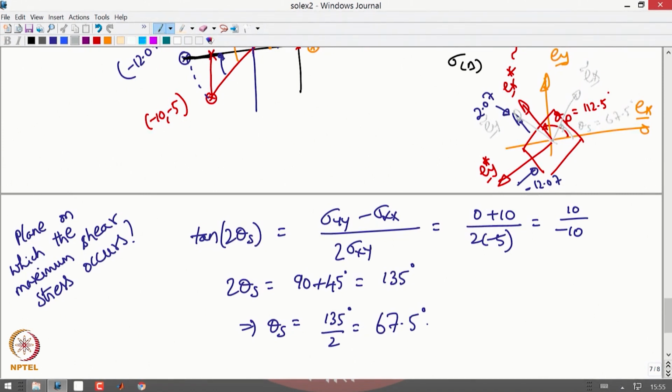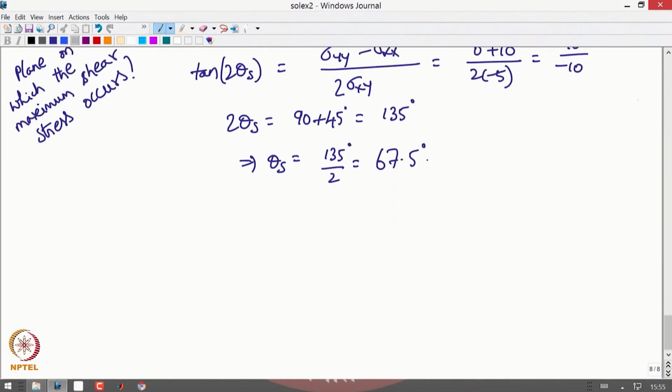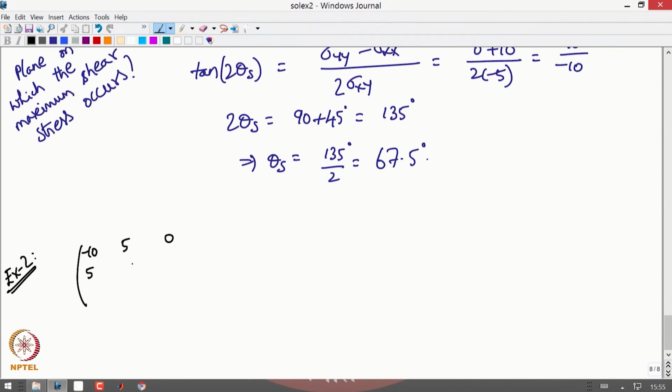Okay. We will move on to the next example, wherein say I have a 3-dimensional stress state where sigma is given by this. I am interested in finding out the principal stresses and principal planes.